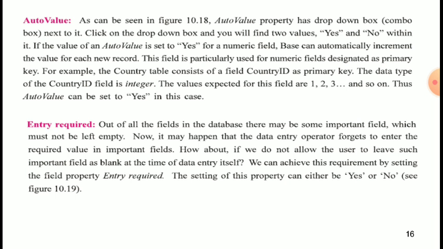First, that is auto value. As can be seen in figure 10.18, the auto value property has a drop down combo box next to it. Click on the drop down box and you will find two values, yes or no. If the value of auto value is set to yes for a numeric field, Base can automatically increment the value for each new record. This is particularly used for numeric fields designated as a primary key. For example, the country table consists of a field country ID as a primary key. The data type of the country ID field is integer. The values expected for the field are 1, 2, 3, and so on. Auto value can be set to yes in this case. So that is auto value.